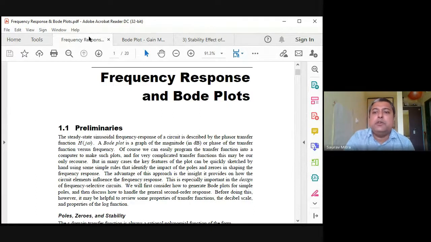So first thing I told you, numerator is s plus 3, s plus 5, denominator is s plus 2, s plus 4. That means there are 4 corner frequencies. 2 corner frequencies are for poles, that is 2 and 4 radian per second. 2 corner frequencies are there for zeros, that means 3 and 5 radian per second. So this is the first thing you have to understand in Bode plot.